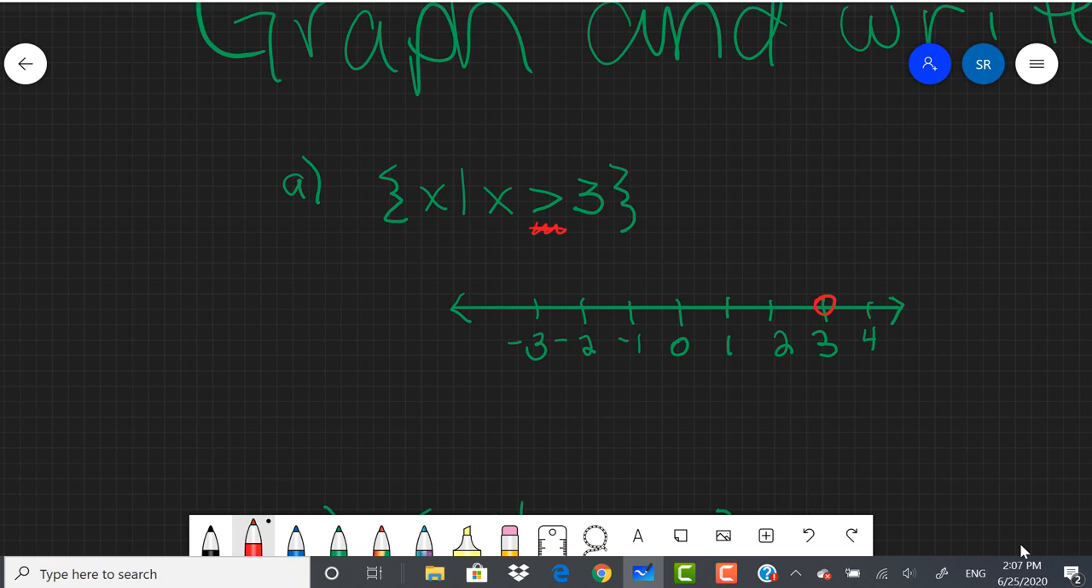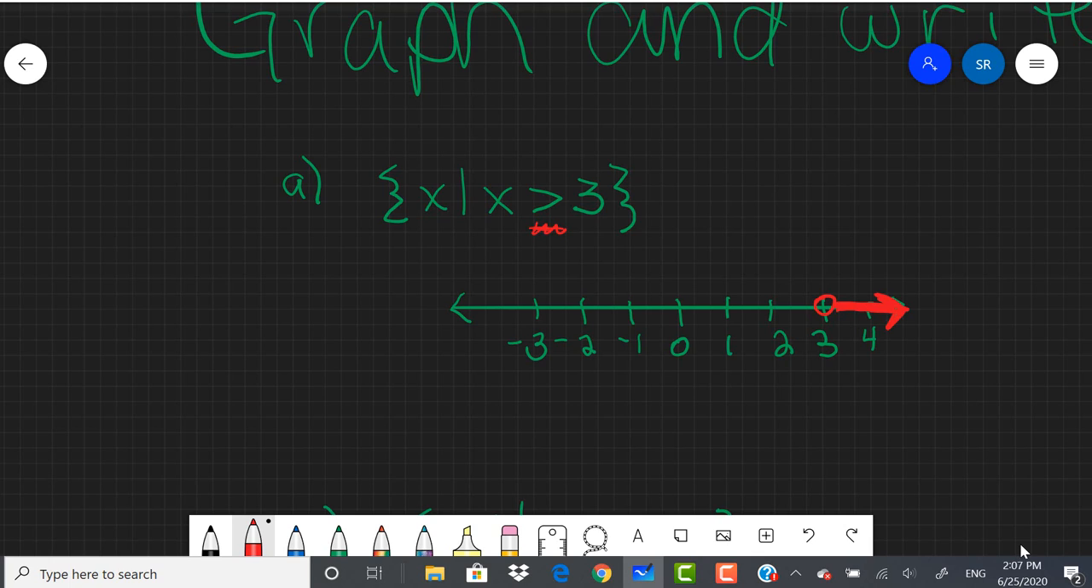Now I want all numbers greater than 3, so that means not the numbers to the left, but all the numbers to the right. So my graph is going to be from 3 all the way up. So it's going to look like this. I'm really going to emphasize it there so you can see what it's doing. And we're going to have the open circle.